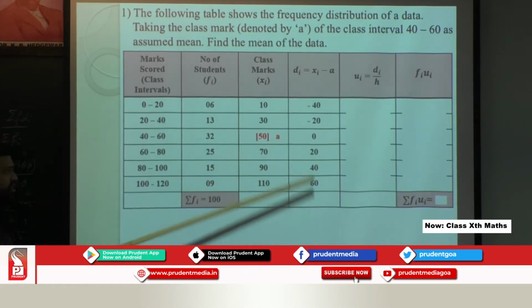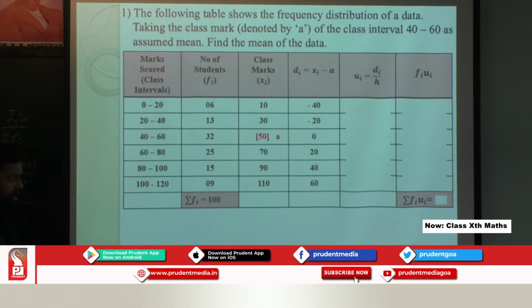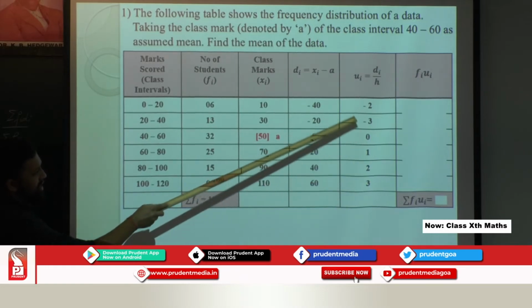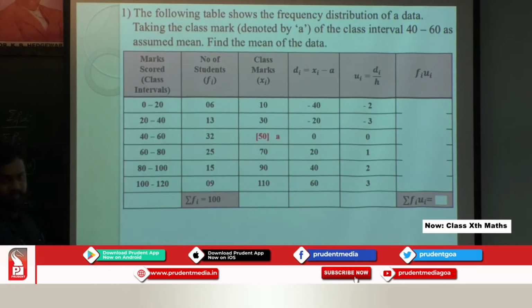Minus 20 divided by 20, minus 1. 0 divided by any number is 0. 20 divided by 20 is 1. 40 divided by 20 is 2. And 60 divided by 20 is 3. So your ui column is done. See, minus 2, minus 1, 0, 1, 2, 3.